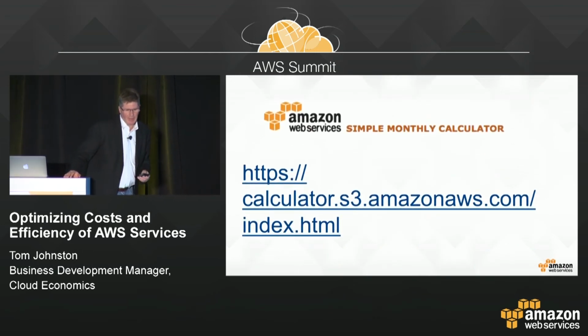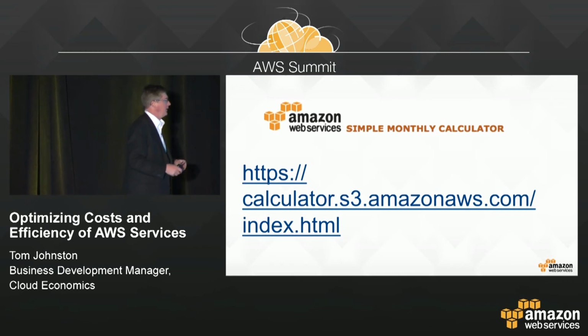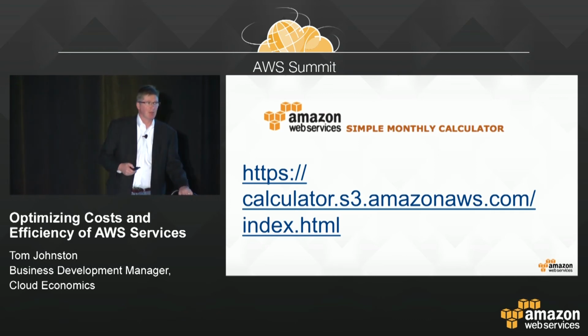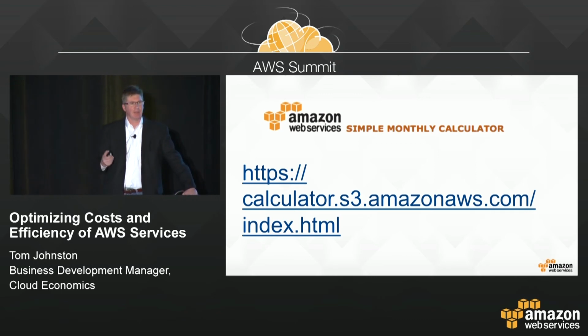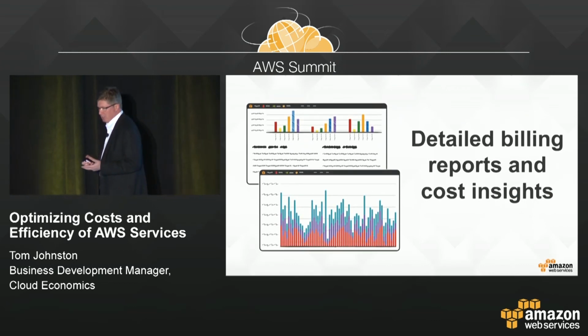Let's talk about the tools we have here. First of all, how much do you think you'll spend? Okay, our Simple Monthly Calculator lets you put in what you're buying from us and tells you what the bill should be. You can then compare your bill to say, hey, I thought I would spend X, and now I'm spending a little bit more or a little bit less. Why is that? The second thing is we have detailed billing reports and cost insights.